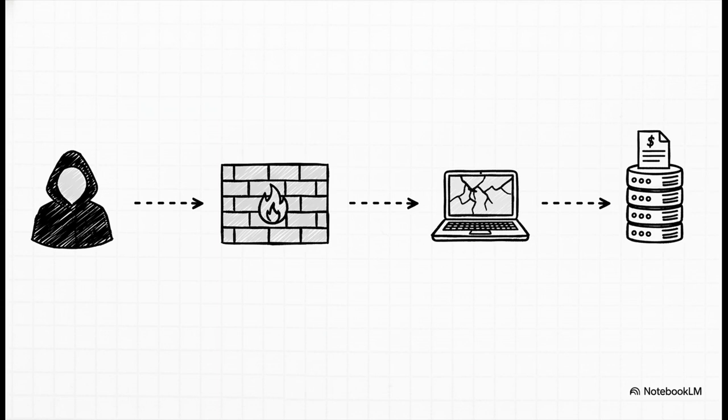Think of this as drawing a map of the crime. Investigators connect the dots between all the people, the devices, and the data involved. This helps them visualize the exact path an attacker took through a network, showing how they got from the outside through the firewall and to their final target.